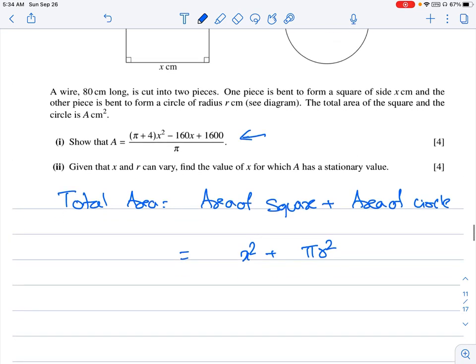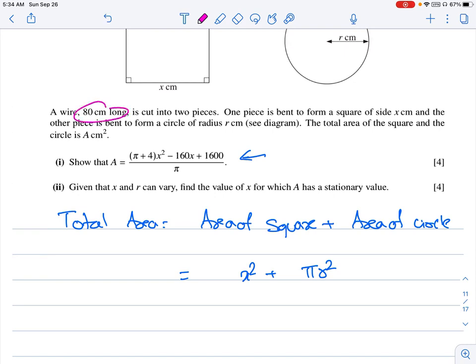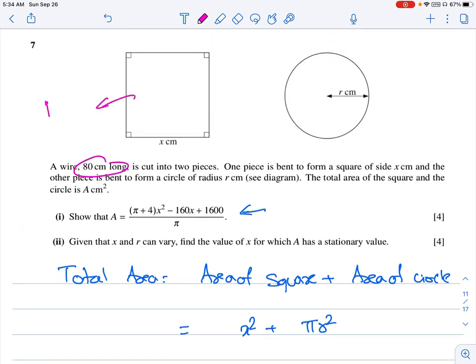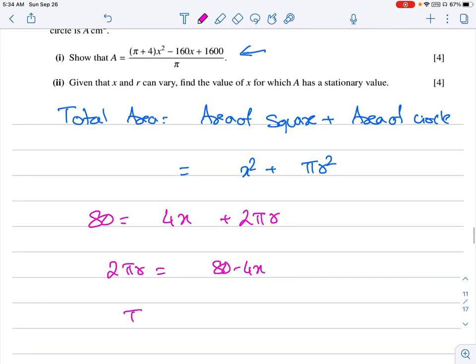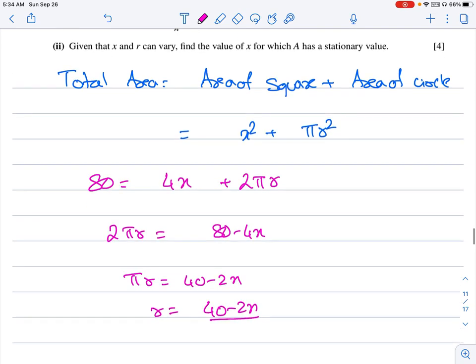So how should I do it? We know that the total length of the wire is 80 centimeters. So perimeter of the square plus perimeter of the circle should add up to 80. So 80 is equal to 4x, the perimeter of the square, plus 2 pi r, the perimeter of the circle. From there, make r the subject. 2 pi r is equal to 80 minus 4x. So pi r is equal to 40 minus 2x. r is equal to 40 minus 2x upon pi.